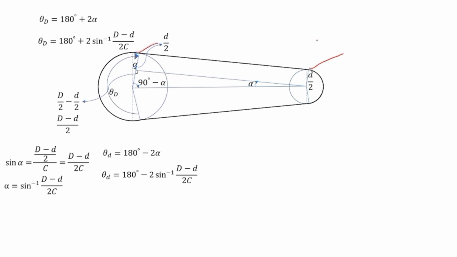If both the pulleys are equal in diameter, then this diameter is going to be equal to this, so it is going to give you 0, and this divided by anything will be equal to 0. Sin inverse of 0 is going to give you 0. So theta capital D will be equal to 180, and theta small d will also be equal to 180.